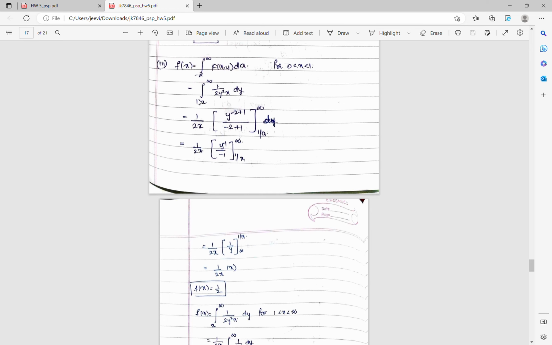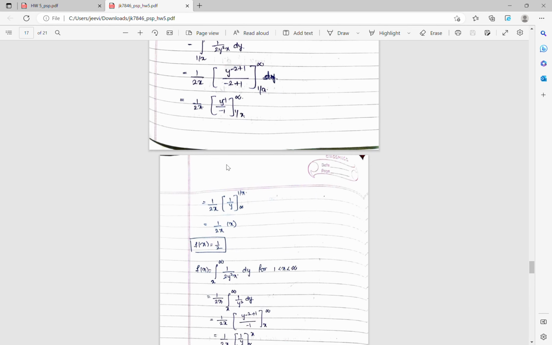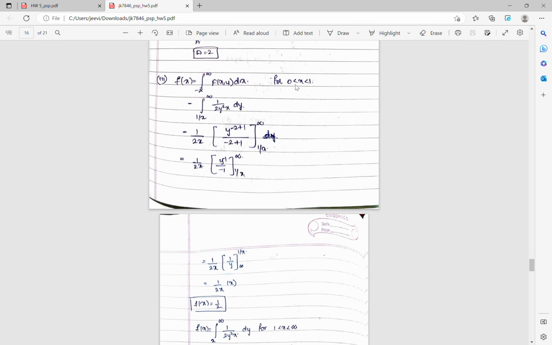Now in the third part, we're supposed to calculate the value of f of x. Let's consider first the interval where x lies between 0 and 1. Therefore, the integral from minus infinity to infinity of f of x, y dx will be the integral from 1 by x to infinity of 1 by 2 into y square x dy. Since 1 by 2x is a constant, we take it out. Now we integrate 1 by y square and get y power minus 1 by minus 1 from 1 by x to infinity. If we substitute the values, we get that f of x is equal to 1 by 2 over the interval 0 less than x less than 1.